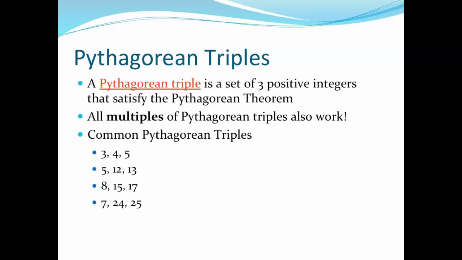So for example, 3, 4, 5. If you multiply everything by 2, you would have 6, 8, 10. So 6, 8, 10 is also a Pythagorean triple. So 6 squared plus 8 squared is equal to 10 squared.